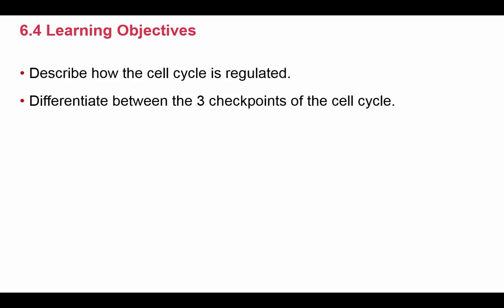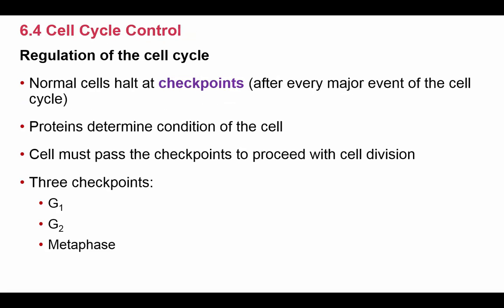In this section, we want to continue looking at cell division, specifically looking at how the cell cycle is regulated and the difference in the 3 checkpoints of the cell cycle. You will recall that we said a tumor is basically a cell division that goes unregulated. And so really quickly, how do we regulate then the cell cycle?